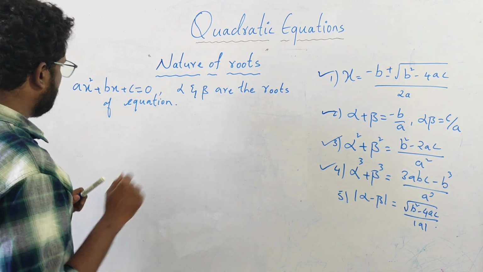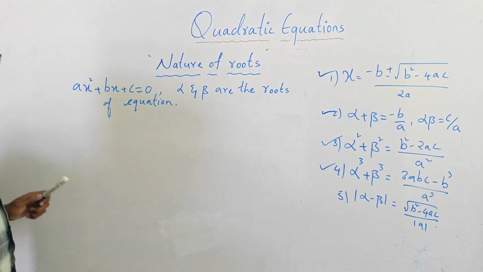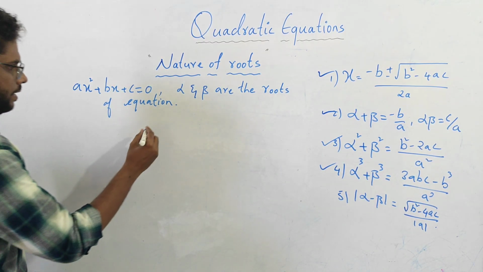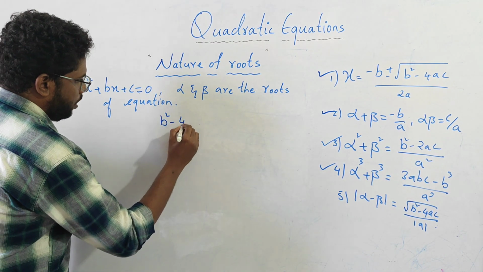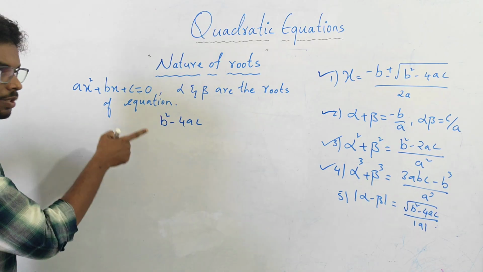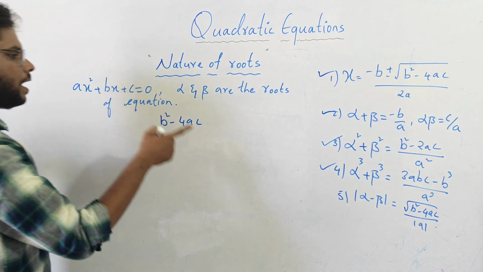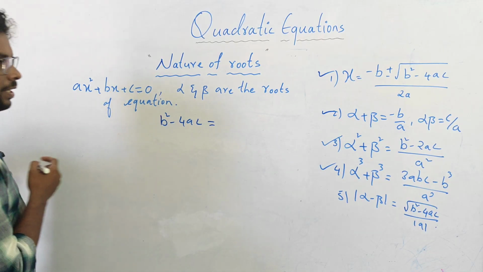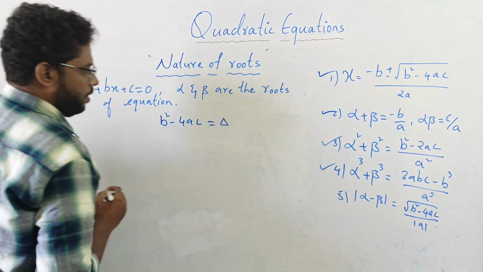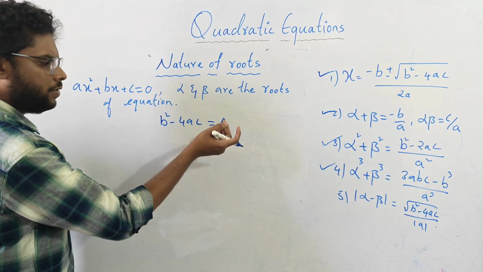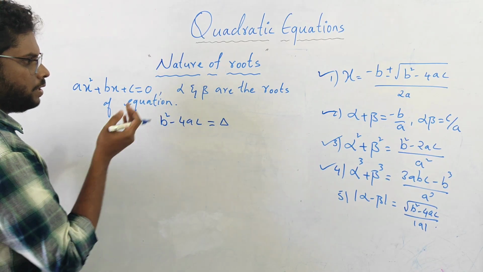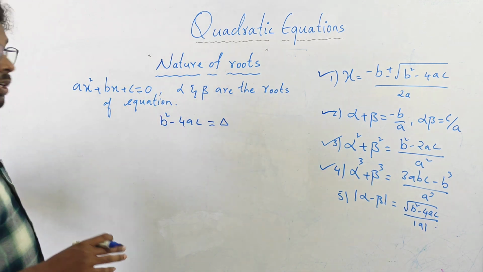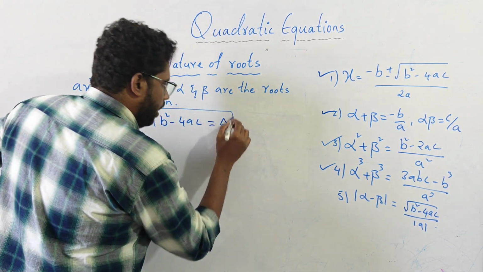Now if ax square plus bx plus c equals 0 is a quadratic equation and alpha and beta are the roots of this equation, then b square minus 4ac is called the discriminant of the quadratic equation, and it is denoted like this. Delta, or you can pronounce it discriminant also, your wish. So discriminant is nothing but b square minus 4ac. Always remember one thing, it is very important in the quadratic equation.